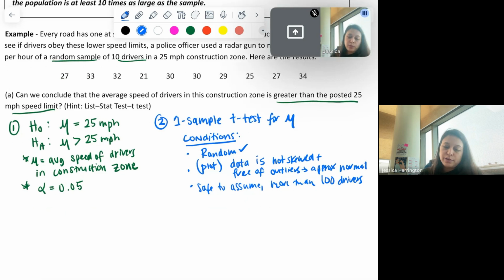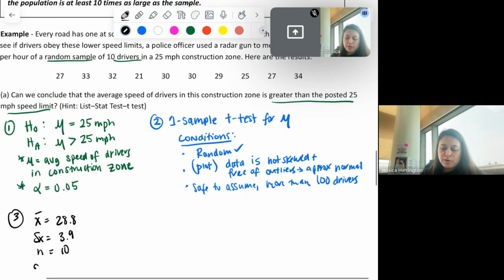And now we're actually gonna do the test. We get a different color here. Let's do it in black. So you need to put all that stuff in the list and then you need to call out the variables you need. So when you put all that stuff in the list and do your stat calculations, right? 1 bar stat, you're going to get x bar is 28.8 miles per hour. You're going to get the standard deviation is 3.9. We already know n is 10. So we know our degrees of freedom is 10 minus 1 is 9, right?